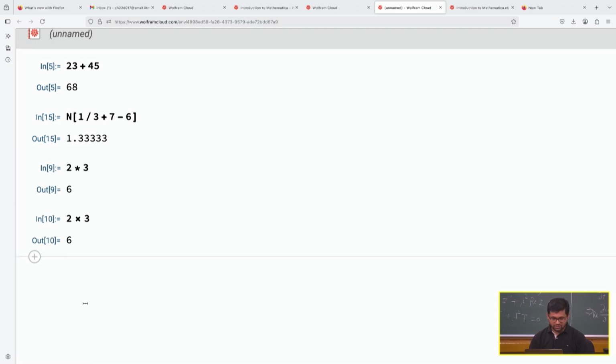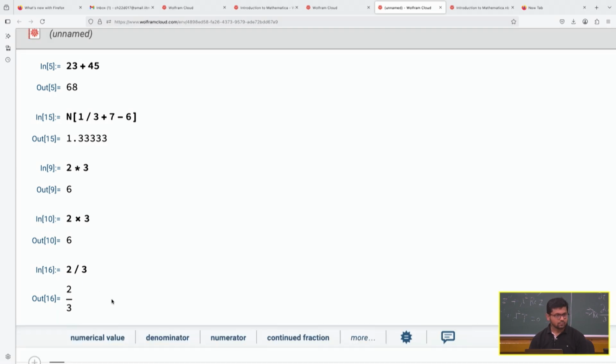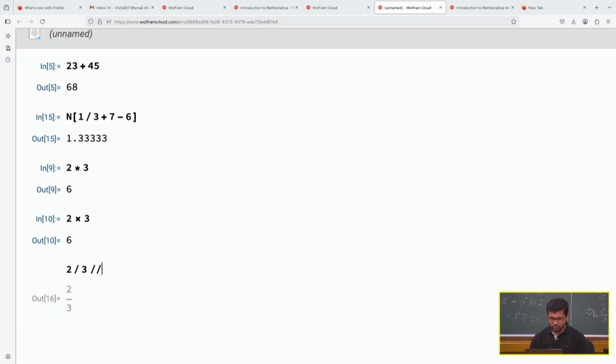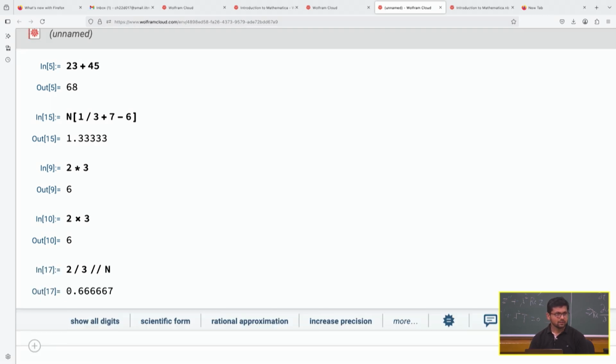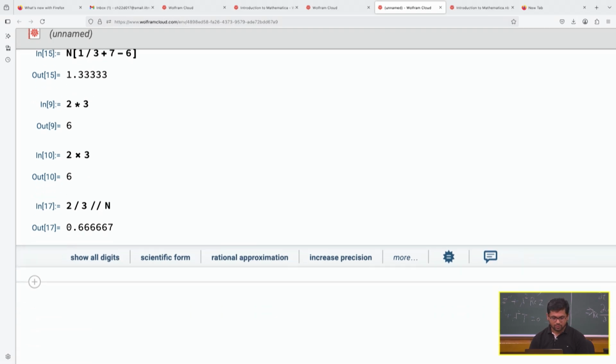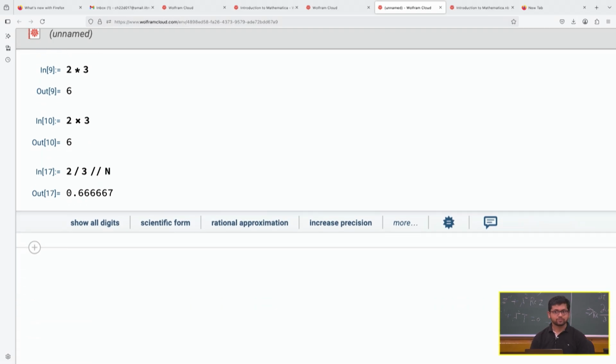For division it is very simple, 2 upon 3, it will give you the value. Again, if you want the numeric value, you press double forward slash N. Okay. So, we have seen the simple arithmetic operations. Now we will do some differentiation and integration, and see how we can do that.